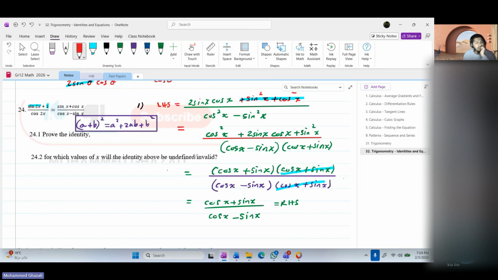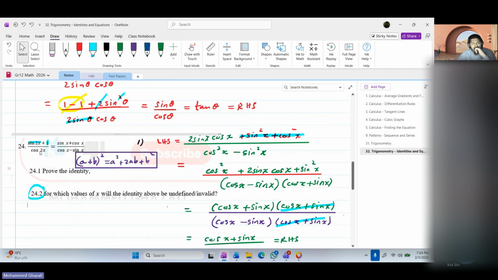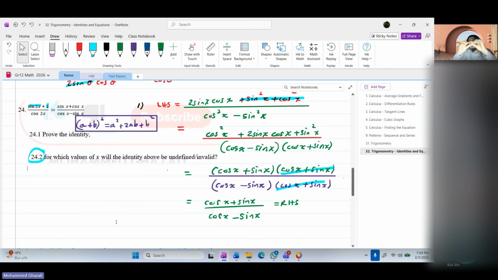Now, look at what the second part of this is asking us for. For which values of x will the identity above be undefined or invalid? Undefined means when the denominator is 0. So you need to look for every single denominator that you have on every single fraction. So I have a denominator on the left hand side and I have a denominator on the right hand side. So I'm kind of solving an equation here for undefined. What values of x will this be undefined? So we need to say undefined when the denominator is 0.